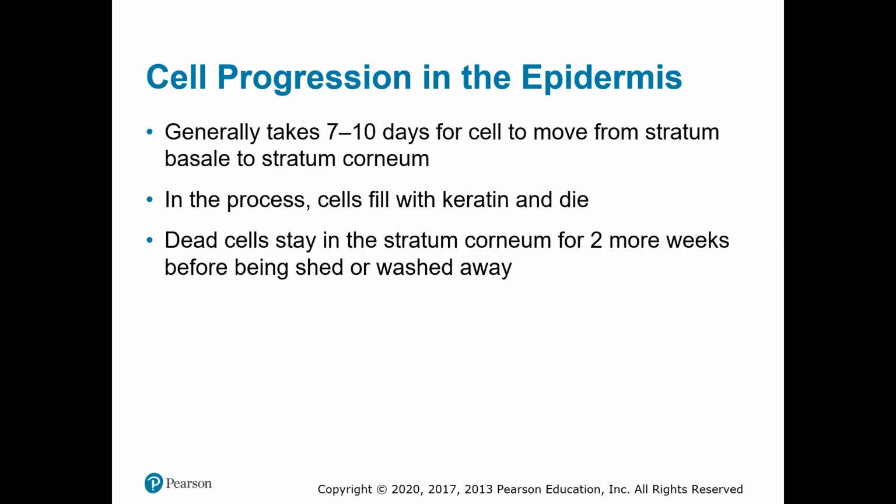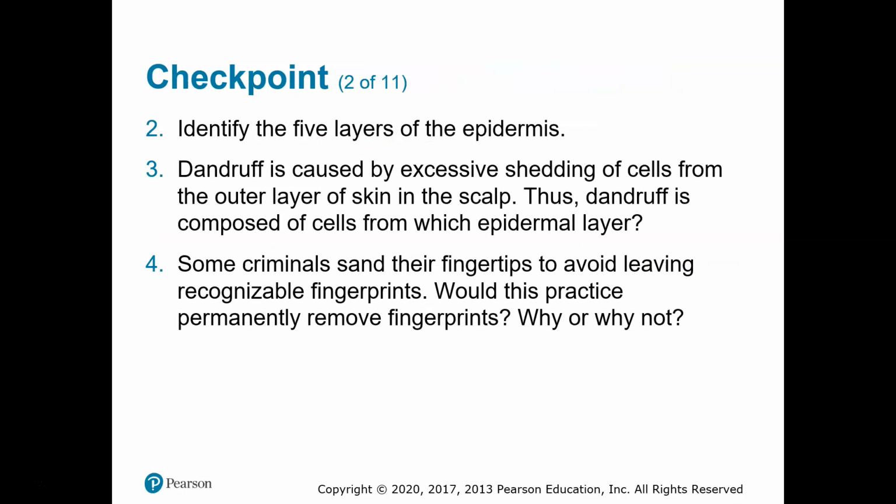It usually takes 7 to 10 days. I usually say 2 weeks just to keep it simple, but it's really 7 to 10 days for cells to move from the stratum basale to the stratum corneum. And during that process, the cells fill with keratin and die. Then the dead cells stay in the stratum corneum for 2 more weeks before being shed or washed away. So it can take 3 weeks or a little over 3 weeks for a single layer of cells to be completely shed from your body.